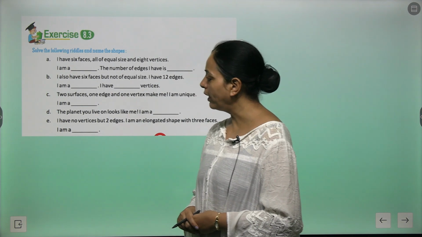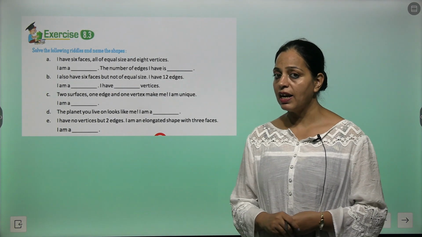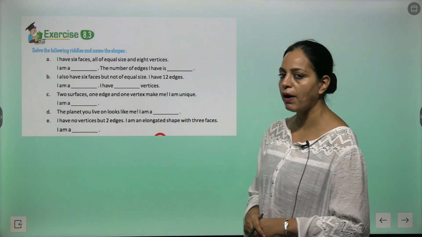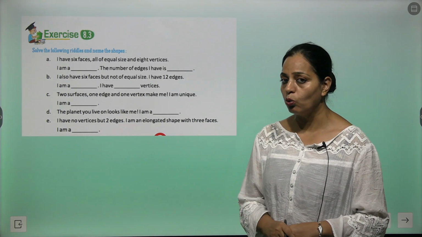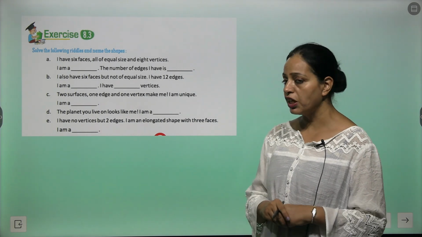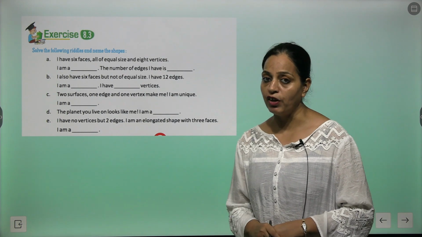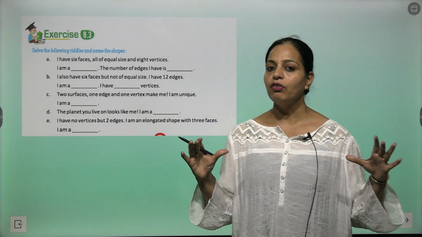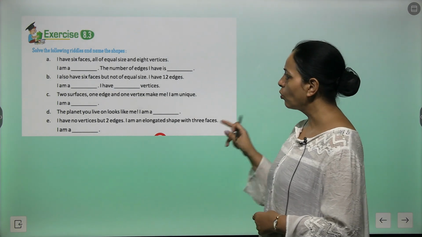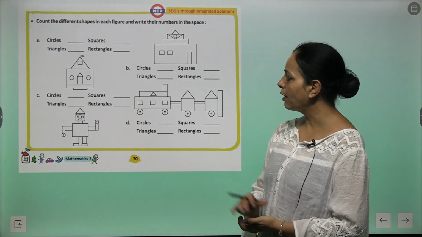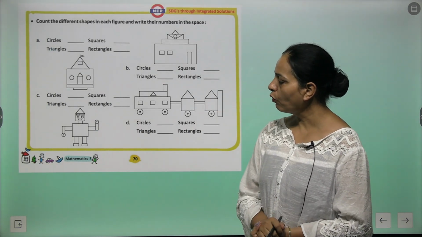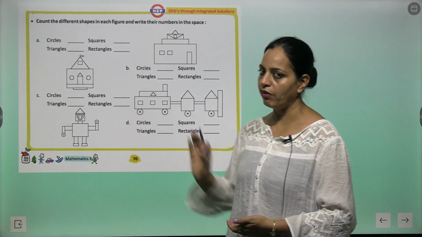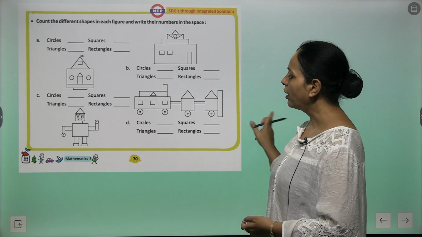D part, the planet you live on looks like me. I am a sphere, right? The last one is E part. I have no vertices but 2 edges. I am an elongated shape with 3 faces. So I am a cylinder. In cylinder we have 3 faces. Okay. So the next is this a beautiful picture given over here. You can find out how many circles or triangle you can try this one on your own.